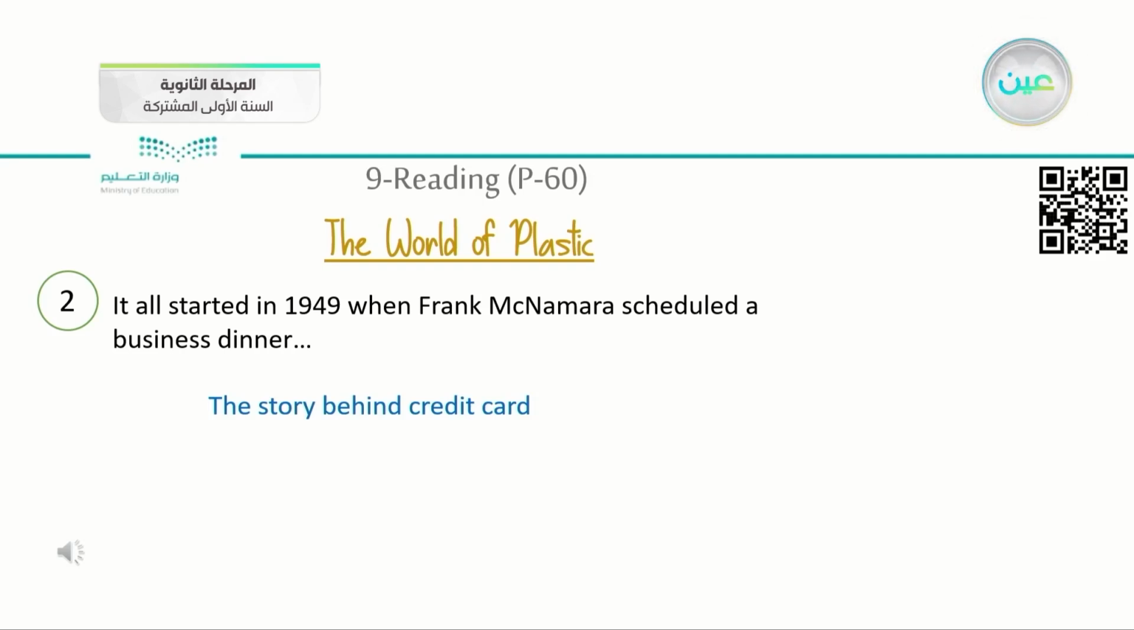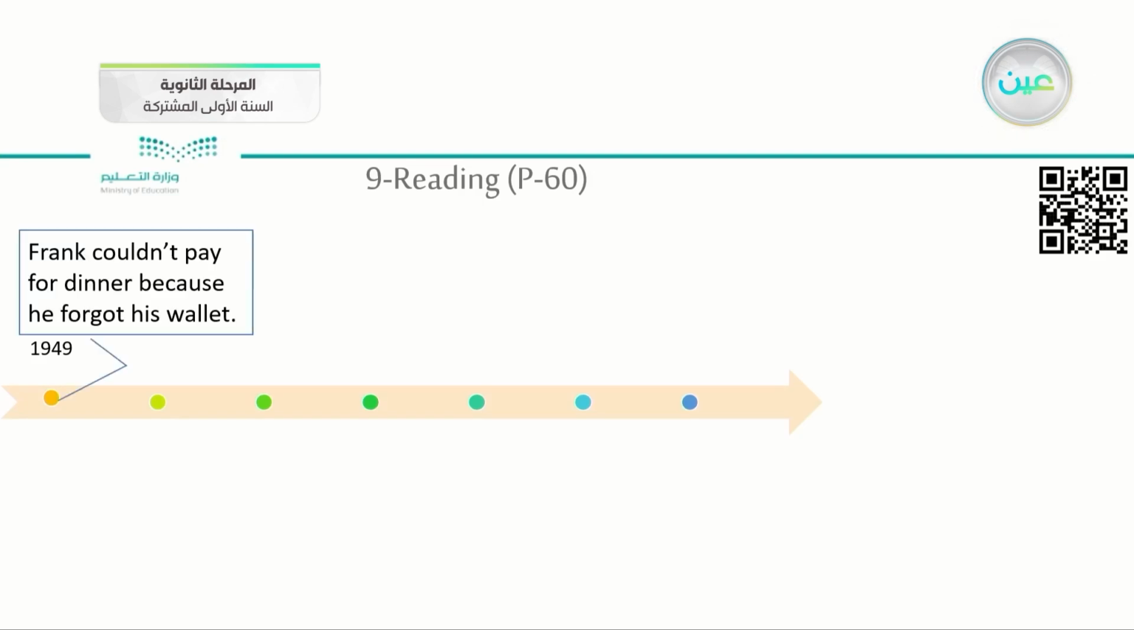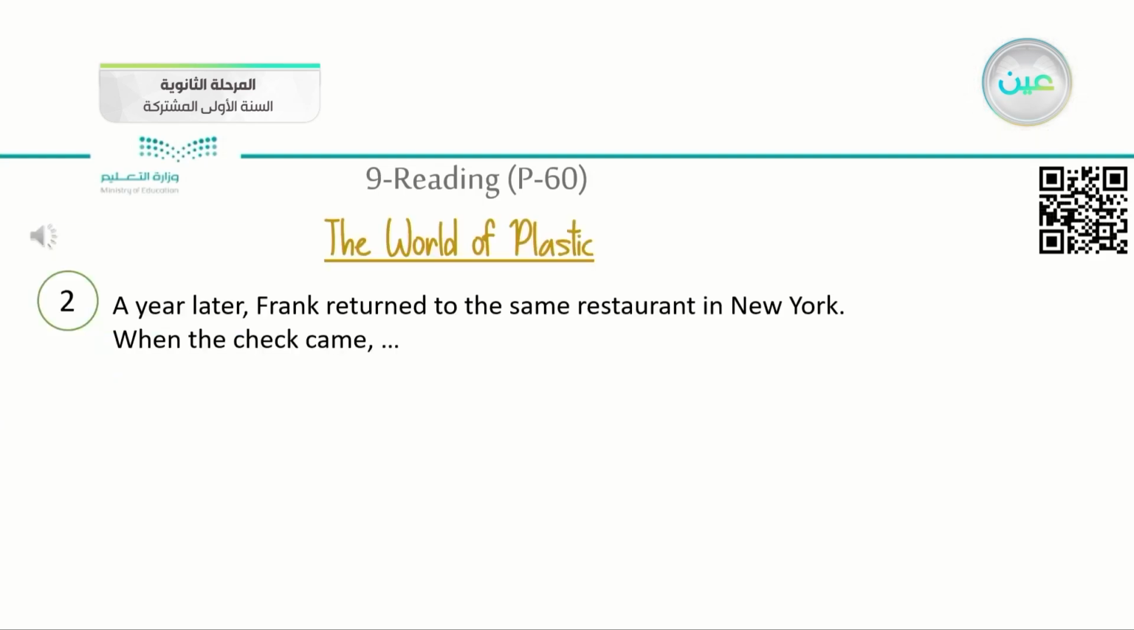Let's continue with the same paragraph in here. So before we continue, we're having a date, 1949. What happened in 1949? From the second paragraph, we can tell Frank couldn't pay for dinner because he forgot his wallet. He forgot his wallet, his cash at home, and he couldn't pay for the dinner. Okay, let's continue with the same paragraph, paragraph 2, and this time you will tell me what is the main idea again.